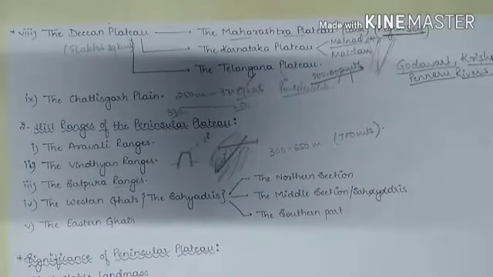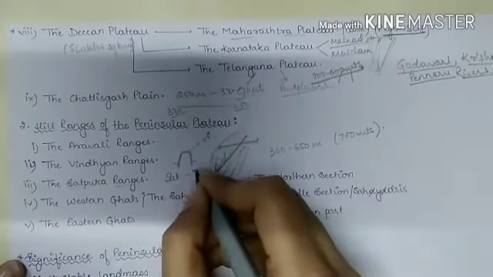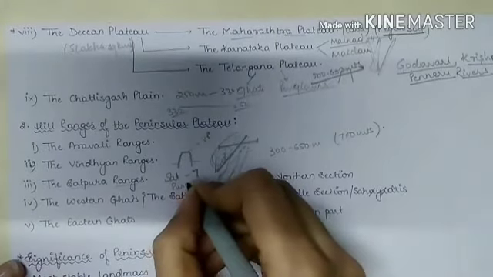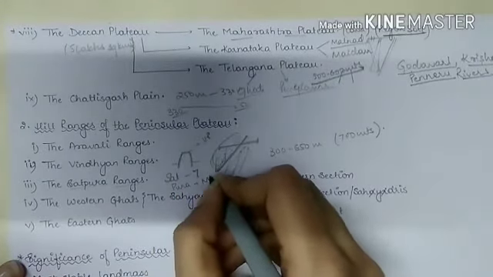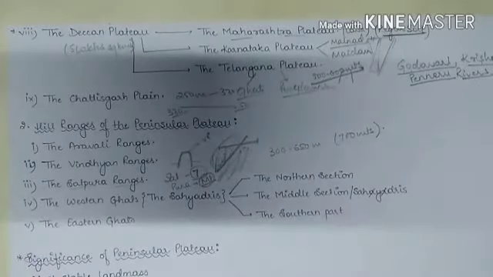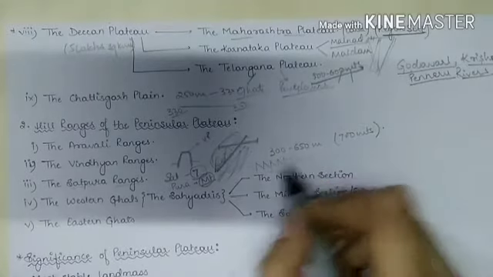Satpura Ranges in Sanskrit, Sat means seven and Pura means mountain. So Satpura means seven mountains. Satpura is basically a chain of seven mountains. So we have seven continuous mountains in Satpura Ranges.